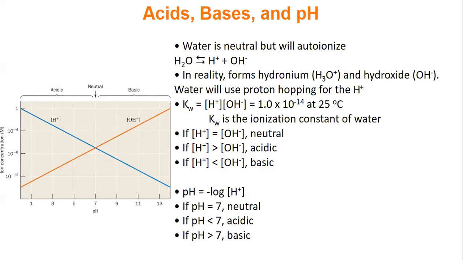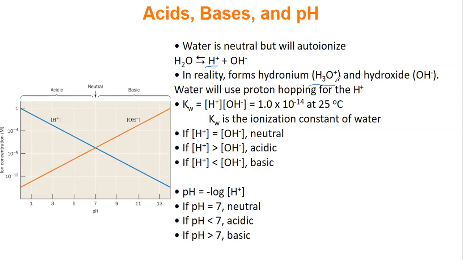All right. So one more thing I want to talk about is acids, bases, and pH. Water will do what's called autoionize, and that water will break down into H plus and OH minus. Anytime you see H plus moving forward, that's really H3O plus. In water, you don't just have random protons flying around. They're going to form H3O plus, hydronium.